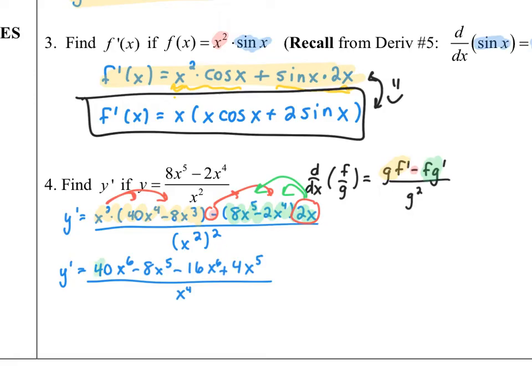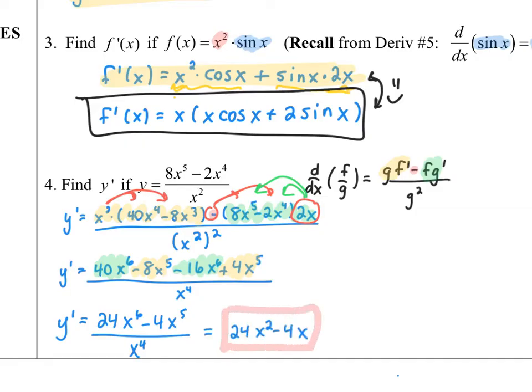And I can simplify this a little bit by pulling my like terms together. So I'm going to combine those, and I'm going to combine those to get to my next step. And one more little algebra move. I can divide that x to the 4th into each term in the numerator to get this as my final answer. And I end up with 24x squared minus 4x.